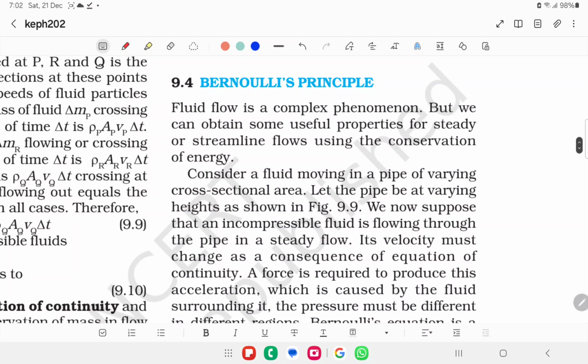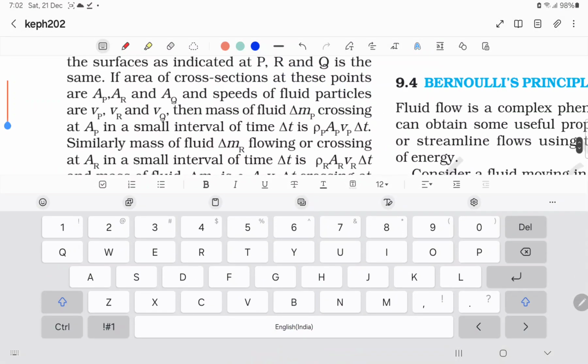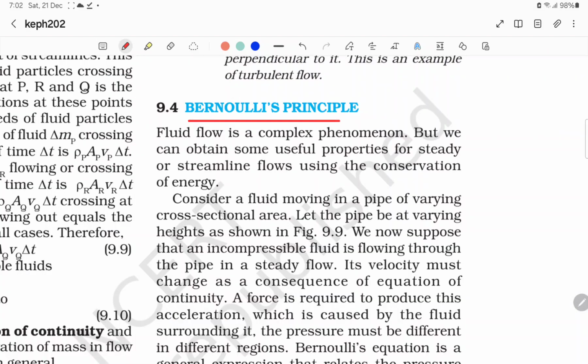Bernoulli's principle. Fluid flow is a complex phenomenon, but we can obtain some useful properties for steady or streamlined flows using the conservation of energy.